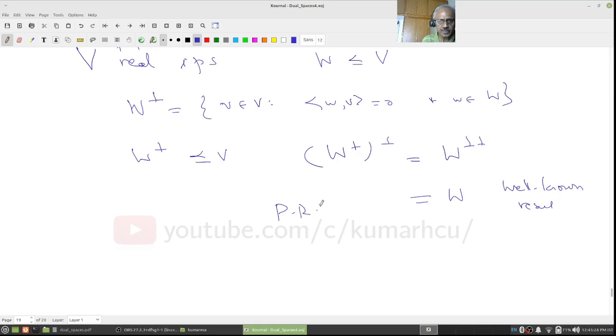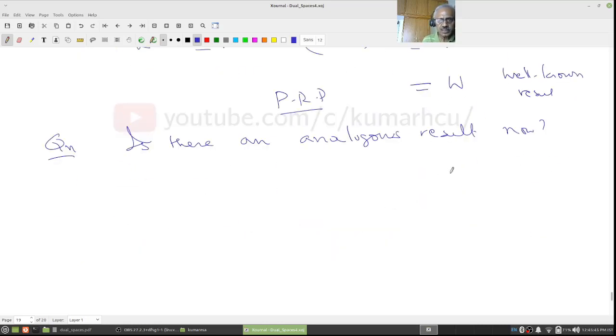So, pause, review, proceed. So, question, is there an analog? So what is that now? That means V is any vector space over any field, or over R, and there may not be any inner product. It is over any field F, therefore I cannot talk about inner product. Even if the field F is R, it may not have an inner product.